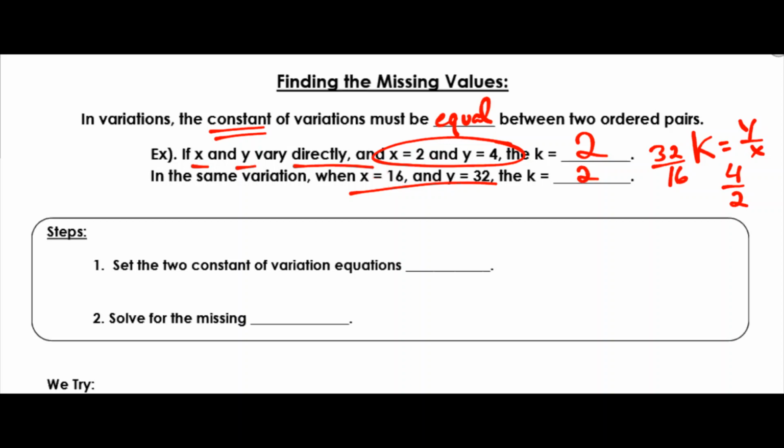So actually, I didn't need to know that this was 32. Let's say I wasn't told that, and it said y equals something. I should be able to figure that out. If I know the constant already, I know that y divided by x gives me 2. I should be able to figure out some number divided by 16 gives me 2. That's an equation that you can solve. So there's a couple different ways to do this. This is one way, where you set the two constants of variation equal to each other, and then you solve for the missing variable.